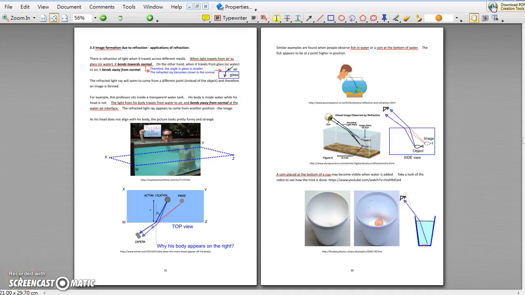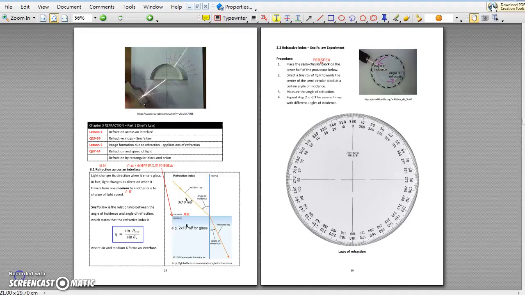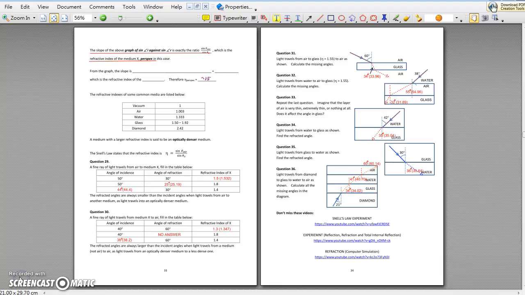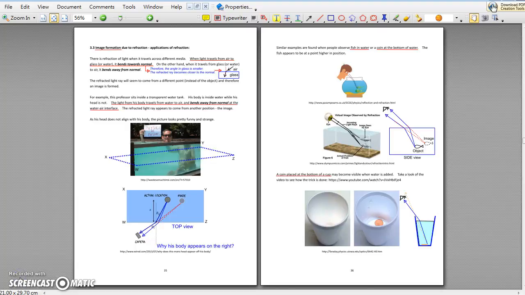This is your second lesson on refraction. Last time you have done the Snell's law experiment, and you have learned how to do calculations using Snell's law. And this time you will see different applications of refraction.